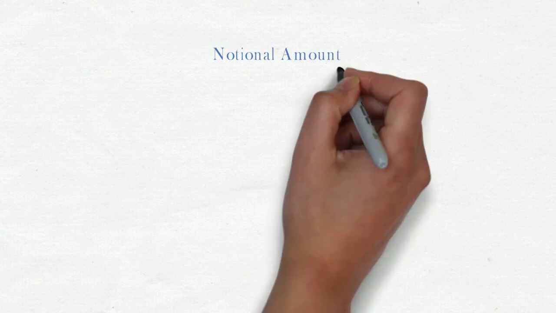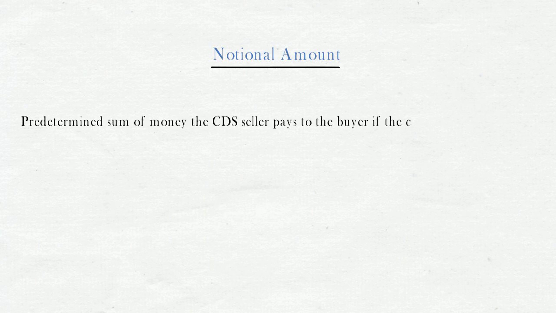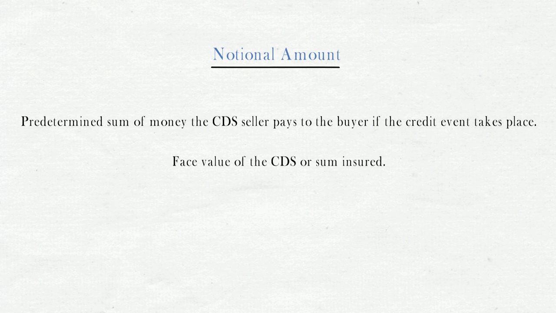Notional amount. It is the predetermined sum of money that the CDS seller agrees to pay the buyer if the credit event takes place. Well, in reality, the seller actually pays the notional amount less any recovery value of the debt. You can think of notional amount as the face value of the CDS or the sum insured. Most CDS have notional amounts in the $10 to $20 million range.